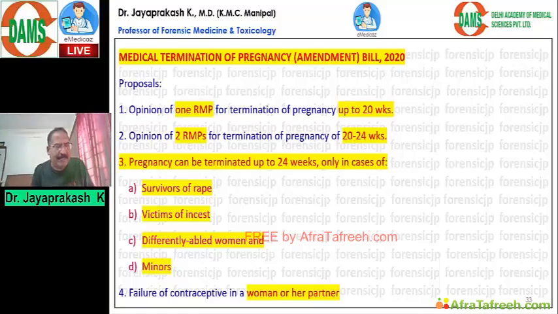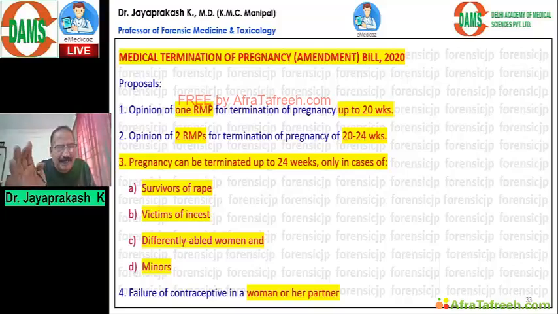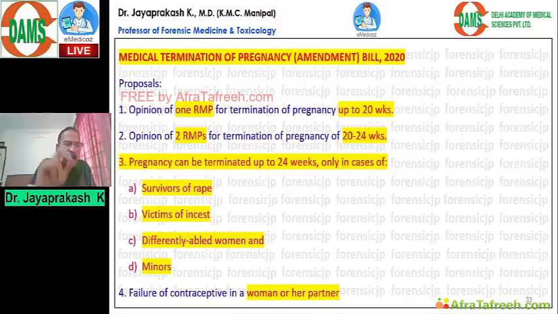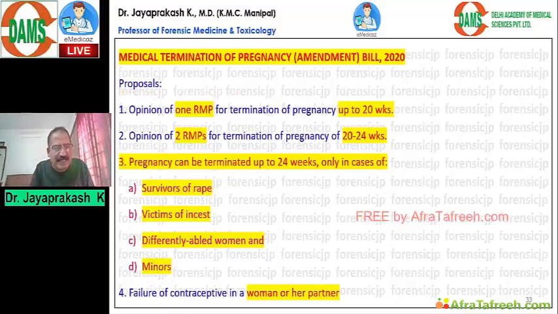Now, so far termination could be done only up to 20 weeks, with one RMP opinion after 12 weeks. Now it is up to 20 weeks one RMP, 20 to 24 weeks two RMPs. But remember, pregnancy can be terminated after 24 weeks only in case of number 1, survivors of rape, number 2, victims of incest, number 3, differently abled women, and number 4, minors less than 18 years.